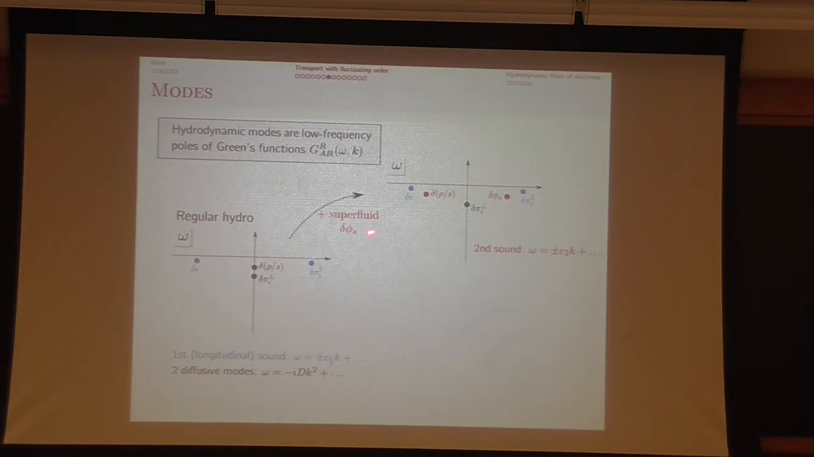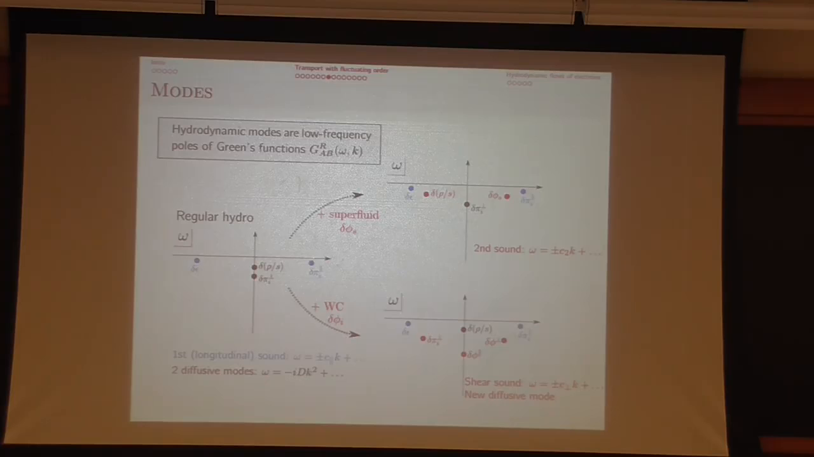So something similar happens when I add goldstones due to translation symmetry breaking, except instead of coupling with charge density, they couple with momentum, and they lift this diffusive mode to form a sound mode. This is just shear sound. It's basically the same thing as if I hit a solid, act with a shear strain on a solid, the sound wave is going to propagate. This is a sound wave that doesn't propagate in regular fluids, but if you have translation symmetry breaking, you have this shear sound.